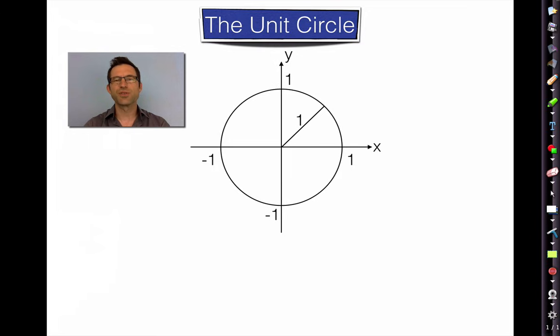The unit circle is a circle that's centered at the origin. It's got its center right at the origin and has a radius of 1. And because it's centered at the origin with a radius of 1, you get points on it like 1 unit to the right, 1 unit to the left, 1 unit above, 1 unit below.